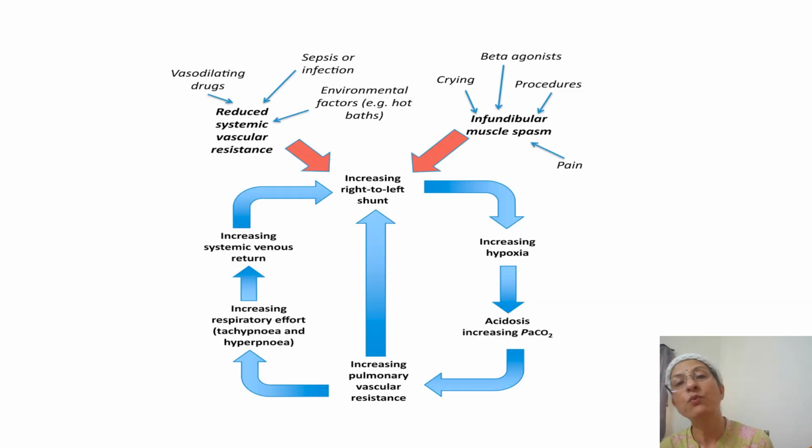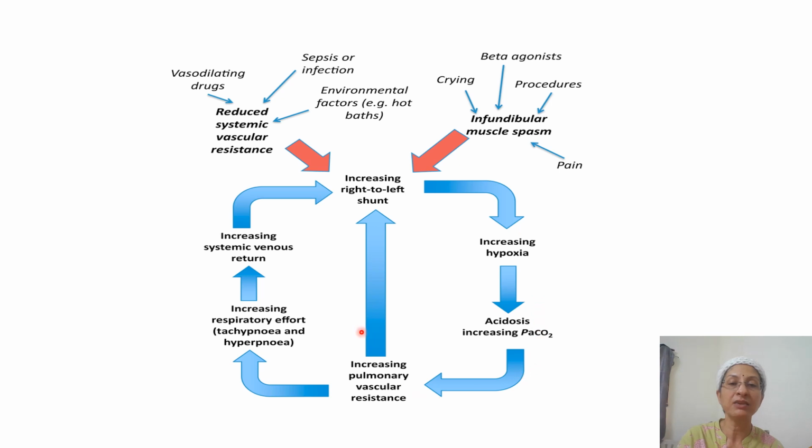Here it is. The child who is crying, in pain due to some reason, has an infundibular muscle spasm and increased right to left shunt. This deoxygenated blood is being circulated to the body. The body perceives it as hypoxia. Due to hypoxia, there is going to be anaerobic metabolism resulting in acidosis. The acidosis and the hypoxia both are going to cause a constriction of the pulmonary vascular bed. And this again will increase the RVOT obstruction, and therefore there will be more and more right to left shunting. So as you see, we have understood how it leads to more and more.